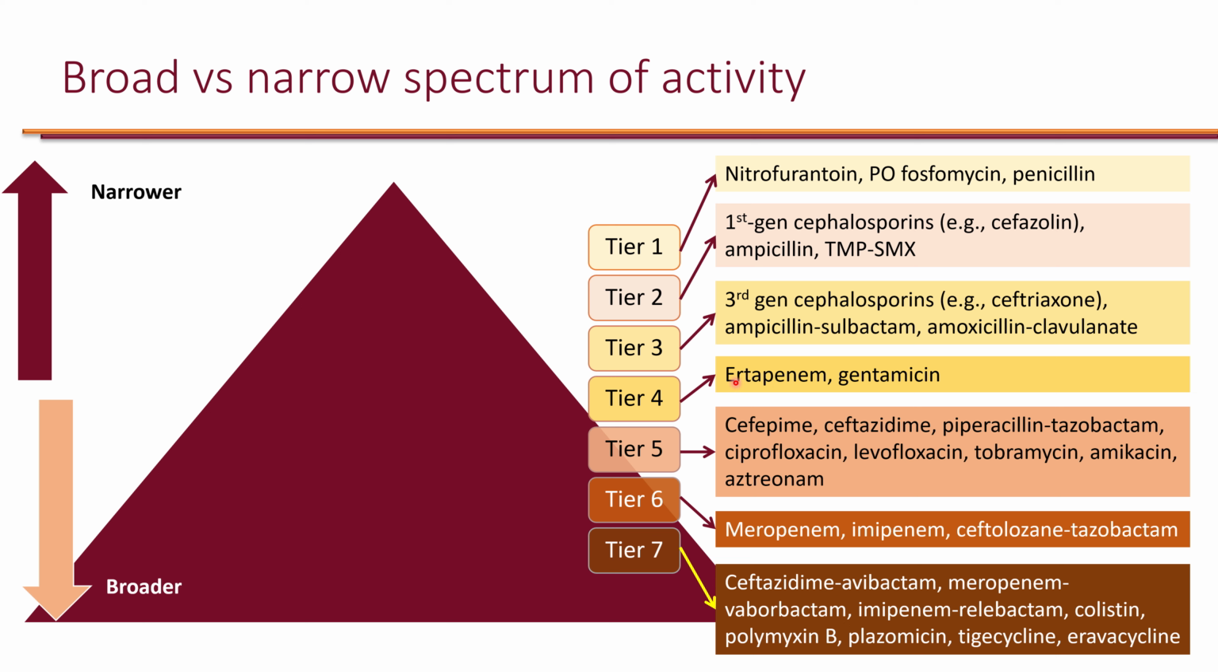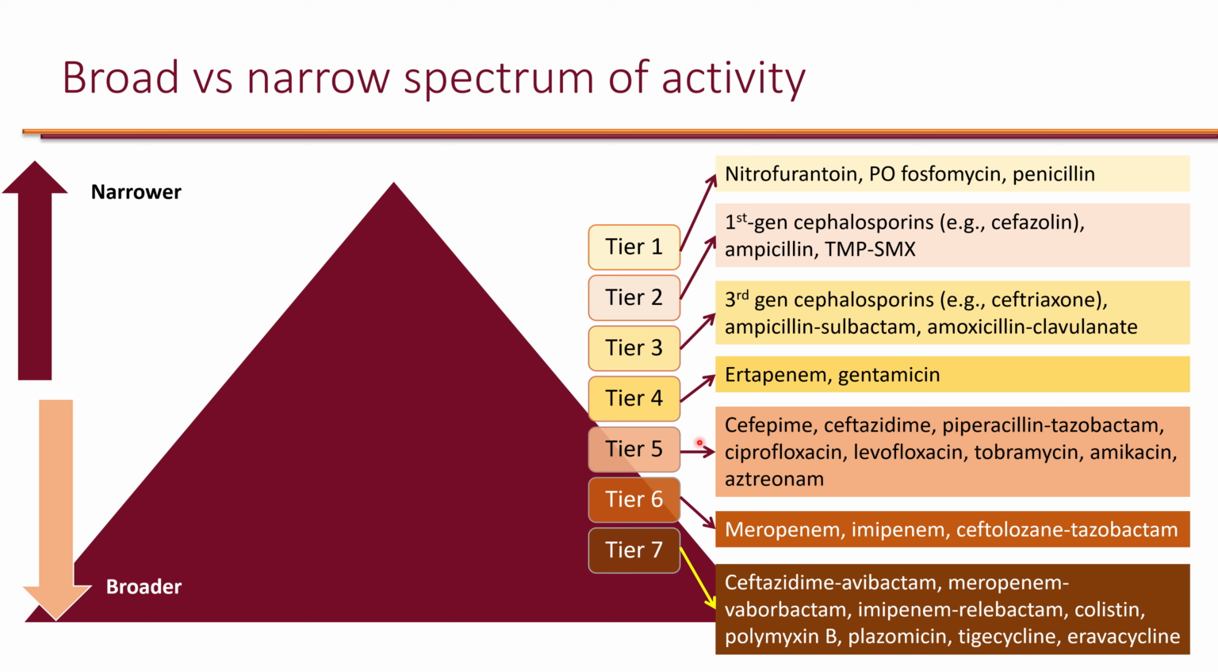Ertapenem is a carbapenem that does not have activity against Pseudomonas, and gentamicin is an aminoglycoside that, it was recently decided, no longer has activity against Pseudomonas. So for that reason, because they don't have activity against Pseudomonas, they are placed in tier 4. Now from tier 5, this is where we get Pseudomonal activity. So everything in tier 5 has activity against Pseudomonas.